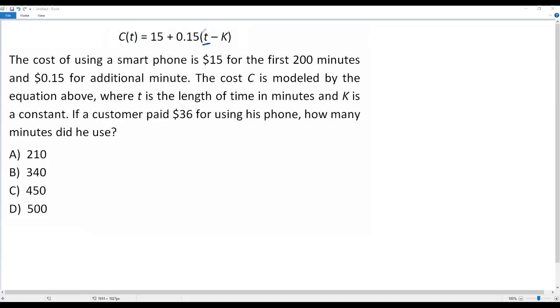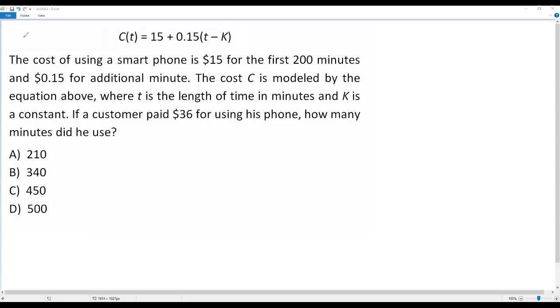Even when I plug in 36 for C of t over here, I won't be able to solve for t because there is an unknown constant k. Only if I have the value of this constant k can I find the value of t when the cost is $36. So how can you get the value of this constant k?